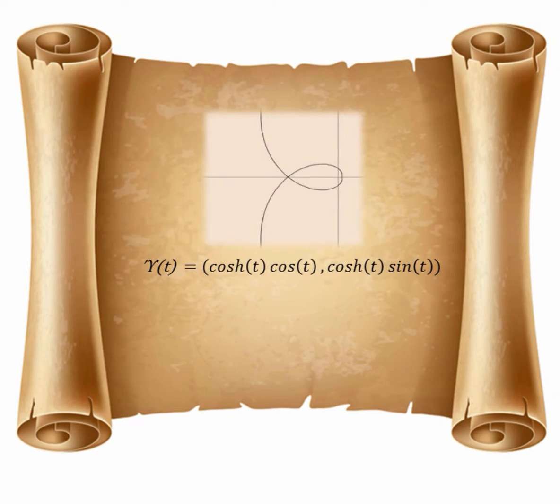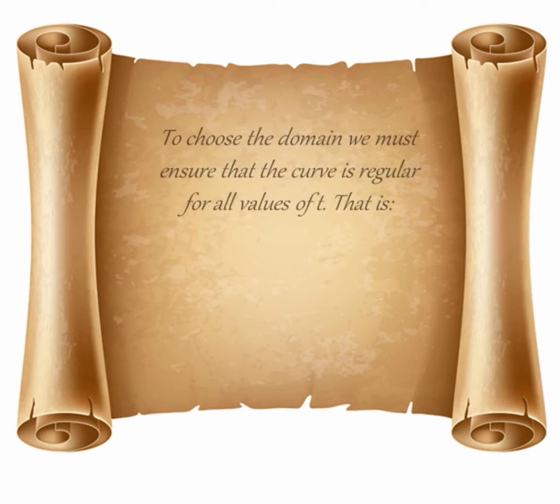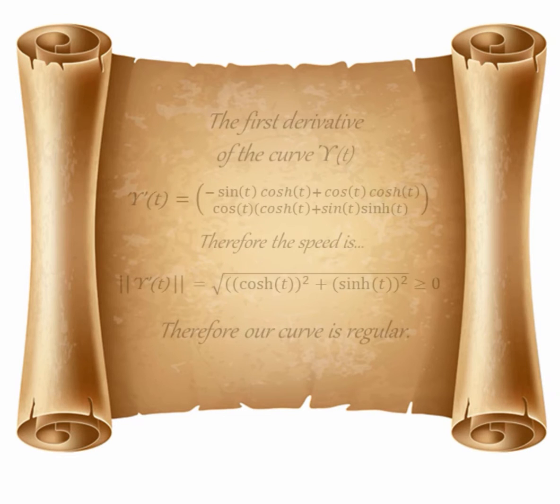Lord Ronald's script shows him the equation of the curve and then plots it. He then explains how he chose the domain. Lord Ronald chose the domain by ensuring that the curve they have is regular. He goes on to explain that a curve is regular if the speed is not equal to 0 for all values of t. We can see that your curve is regular by doing this simple calculation.